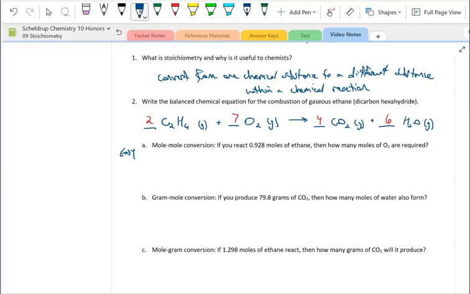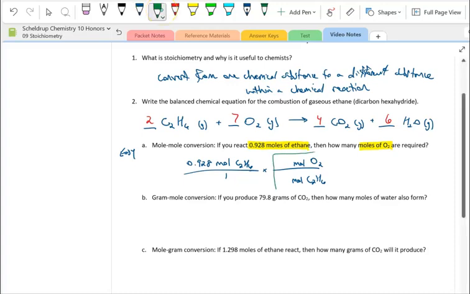It says, if you react 0.928 moles of ethane, so there's my given, how many moles of O2 are required? So I always start off with my given over 1, 0.928 moles of C2H6 over 1. And I'm going to use a conversion factor to cancel out those moles of C2H6. So if you're familiar with mole conversions, this is going to look familiar so far. The new part is that I am going to convert directly into moles of O2.